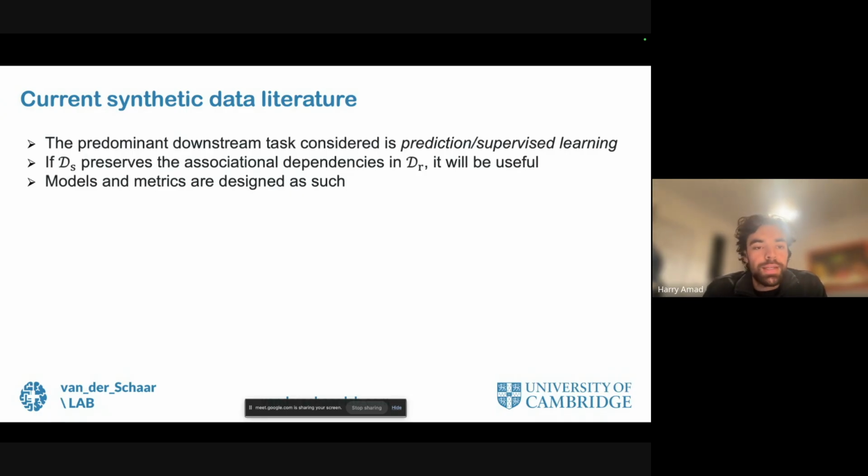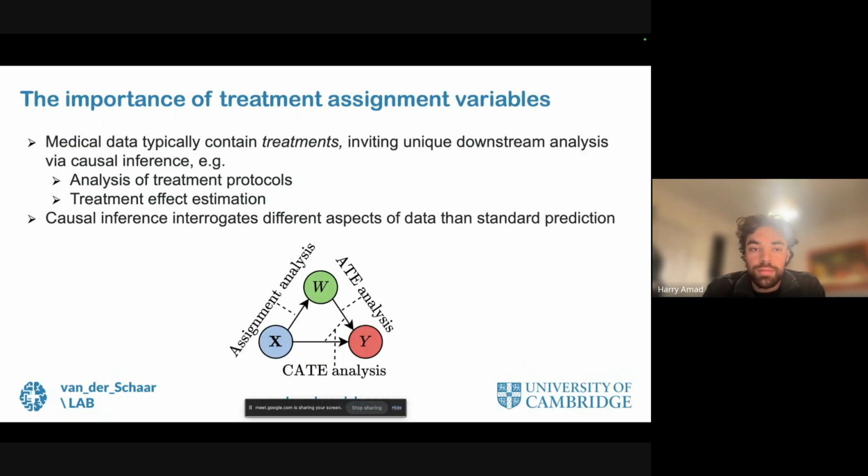And for the synthetic data set to be useful in this context of supervised learning, it's typically enough to preserve the associational dependencies between variables in the real data, so that a machine learning algorithm can still learn those correlations from the data. And because this is the typical use case considered in the bulk of the literature and many papers, the synthetic data models and metrics have been shaped to perform very well in this setting at the expense of other use cases.